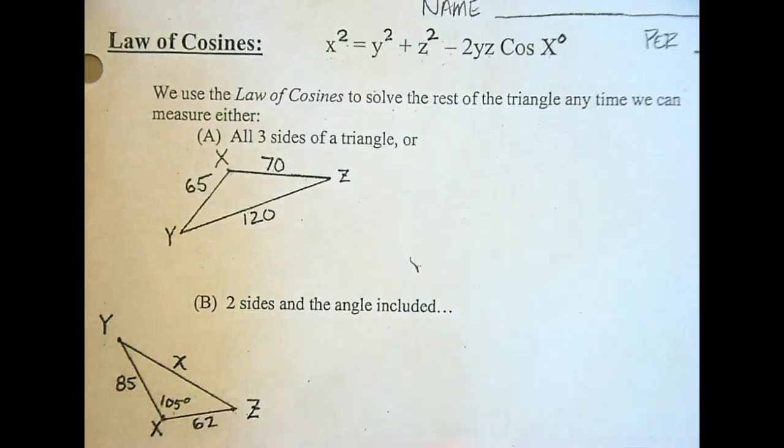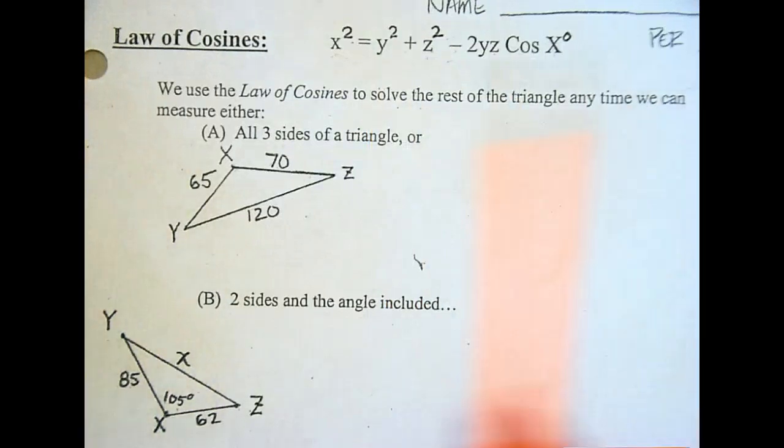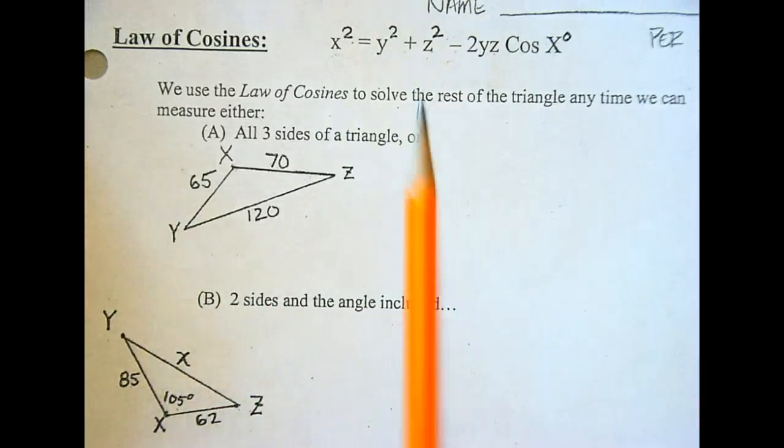Okay? You'll know really quick if you can't use the law of cosines, because if you try to, you'll get to a point where you have more variables than you want. You'll have 2 variables left after you plug everything in. You're like, well, I can't do that. You have to have a single variable left.